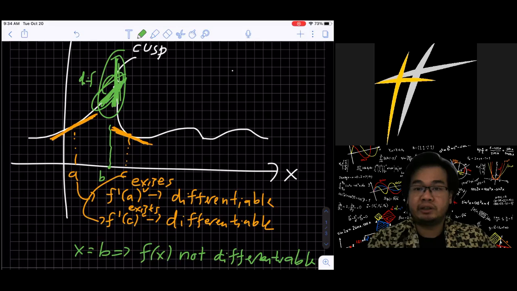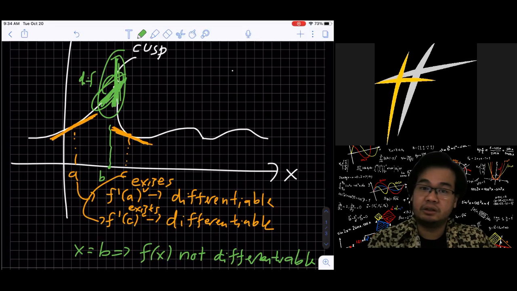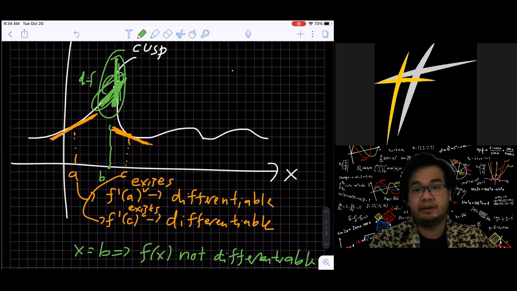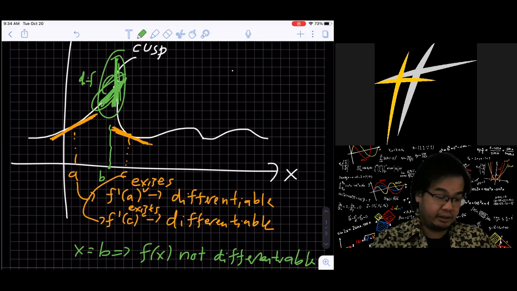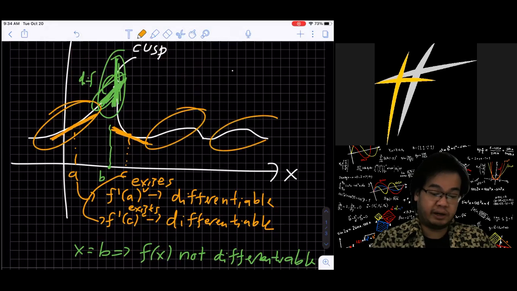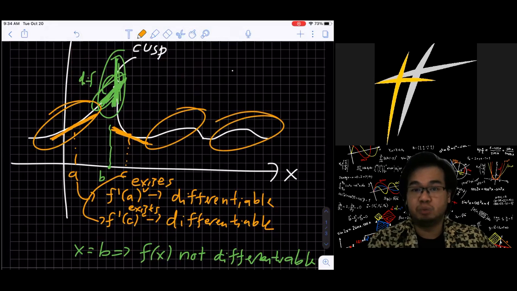So basically when there is a cusp or when there is a sudden change of the movement of the graph, then you can say that it's not differentiable at that point. But as long as it's smooth, like in this part or in this part, the movement of the graph is smooth, right? Then it will be differentiable because the slope of the tangent line approaching from the left will be equal to the slope of the tangent line approaching from the right.